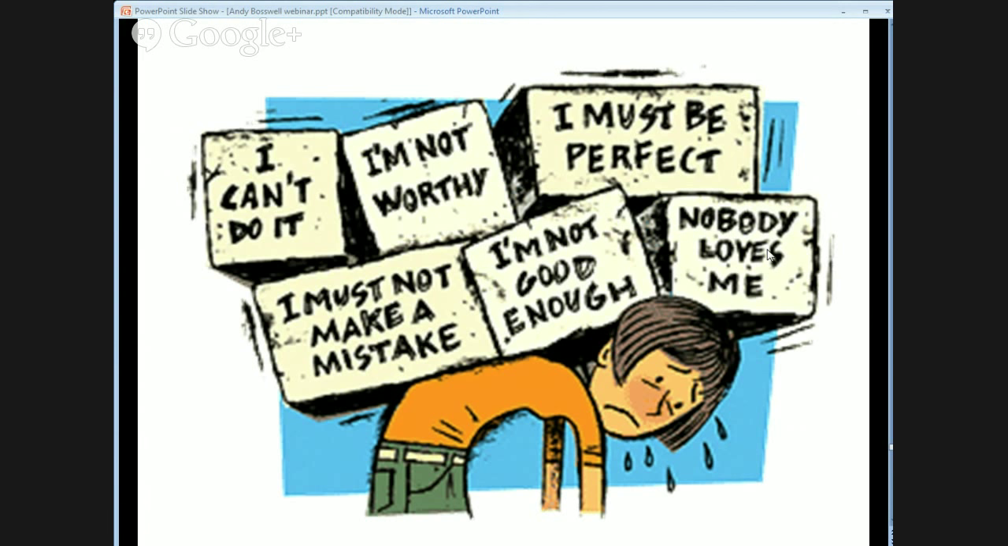Okay? And another one that holds people back is, what if I do all this and nobody loves me? That is one of the biggest fears of most people. What if I fail? If I fail, if I make mistakes, nobody will love me. And that's just not true, guys.